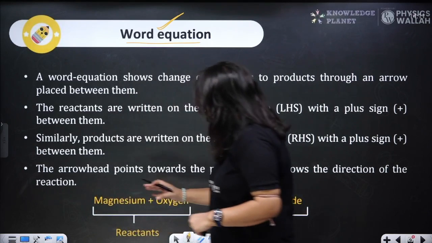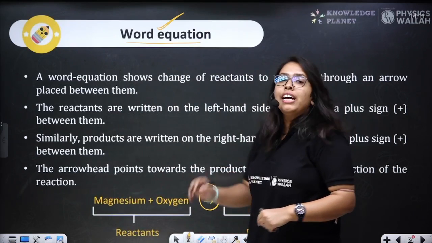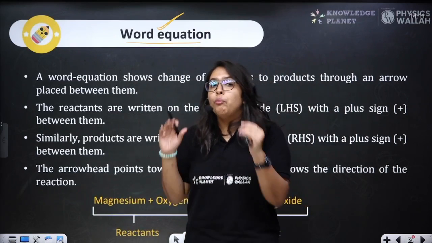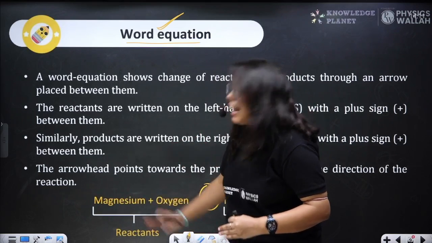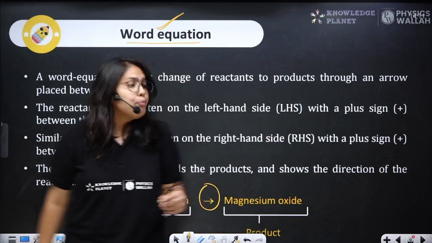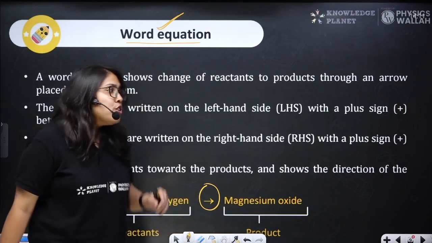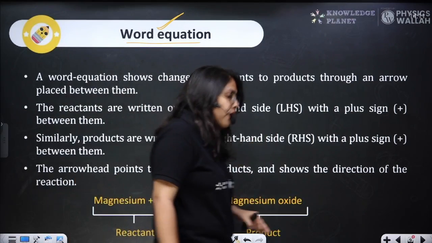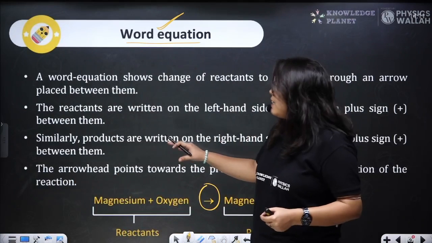Okay, and these reactants give rise to products, which are shown with the help of an arrow, where the tail of the arrow faces towards the reactants, whereas the head of the arrow faces towards the products. Okay, so this is how a word reaction or a word equation is written.